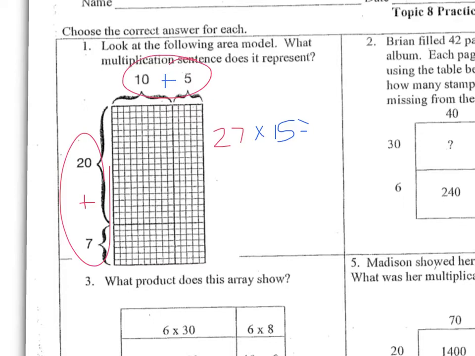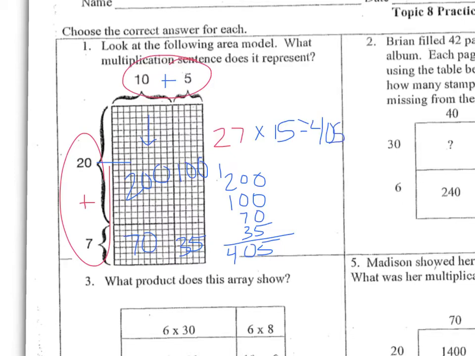Well, over here in our area model, we know that 20 times 10 is 200. 20 times 5 is 100. 7 times 10 is 70, and 7 times 5 is 35. And when you add all of those up together, you end up with 405. So your multiplication sentence is that.